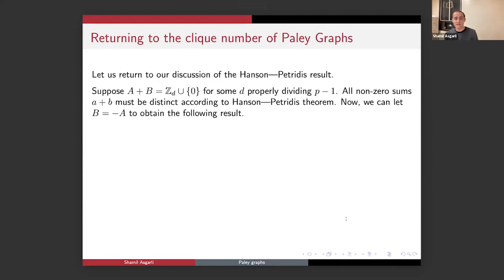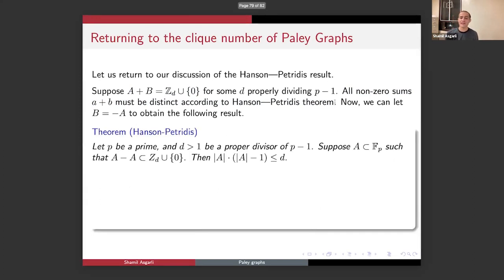And this is the last slide. So let me just return to the discussion of the Hanson and Petridis result, A plus B. So suppose that Z_d, the dth roots of unity together with 0, has some additive decomposition, for some d properly dividing p minus 1. Then according to their result, all non-zero sums a plus b must be distinct. And now we can just use b equals minus a, and we're going to get the following result.